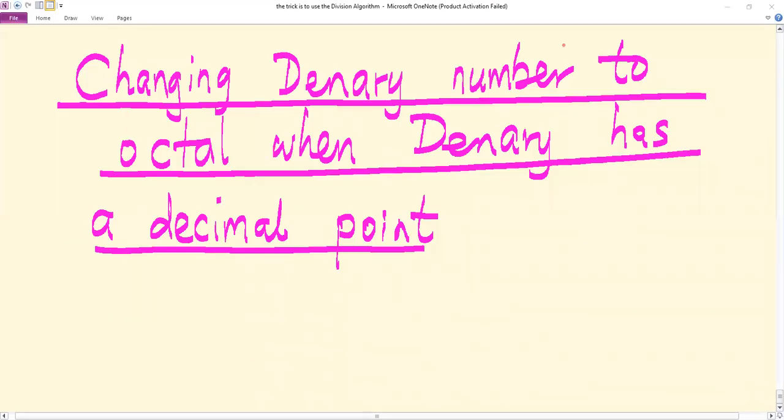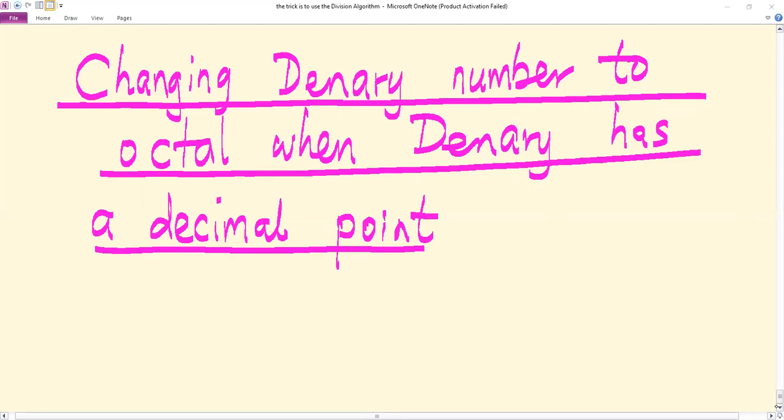Welcome to this session. In this session, we are going to see how to change a denary number to octal when the denary number has a decimal point. From what we have done before, we were just dealing with numbers which do not have decimal points. But in a case where a denary number has a decimal point, we must look further than what we have been doing for numbers without decimal points.